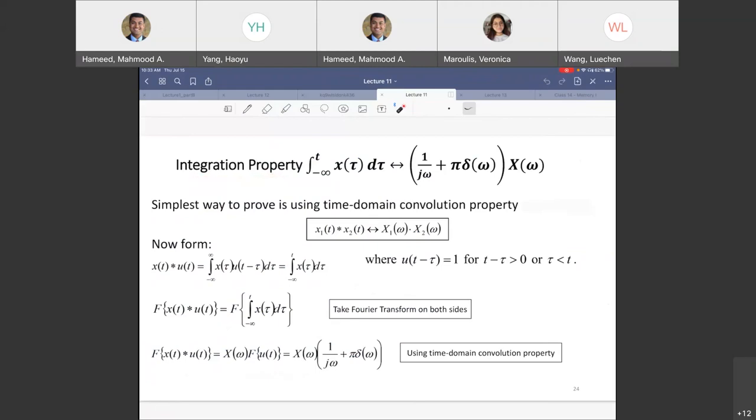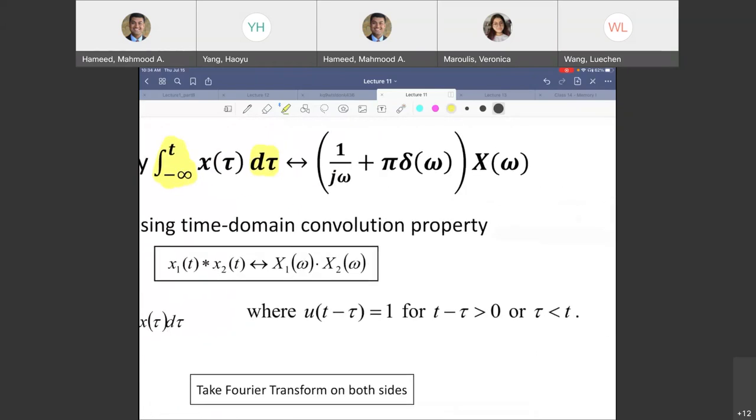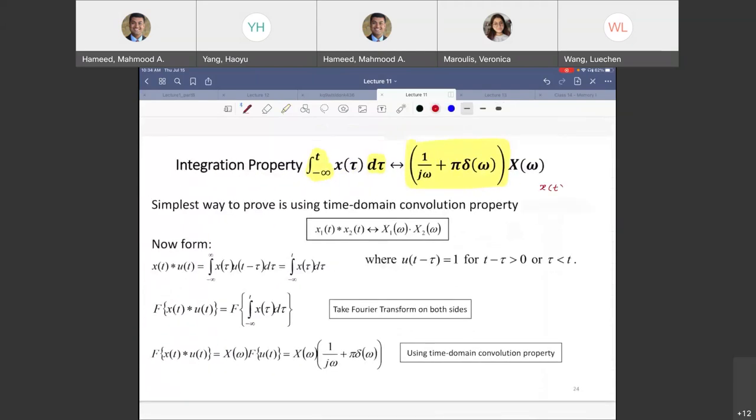So the integration property of Fourier transform says, if you are integrating a signal in the time domain, where I'm representing the signal as a function of tau and integrating out tau, so I'm doing a running integration of x of tau, that corresponds to doing all of this in the frequency domain. What does all of this mean? Multiplying with this factor in the frequency domain. We are given that x of t and X of omega are Fourier transform pairs. If you integrate your time domain function, then you multiply the Fourier transform of it by 1 over j omega plus pi delta of omega.